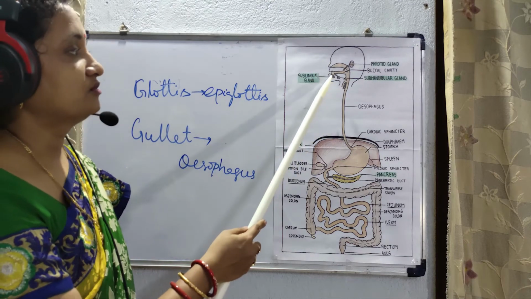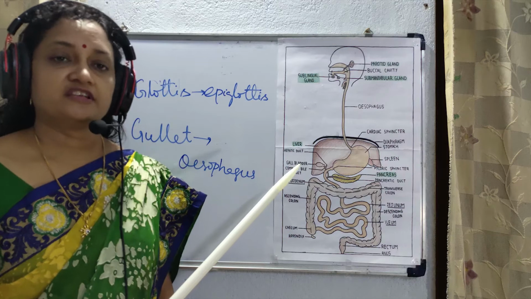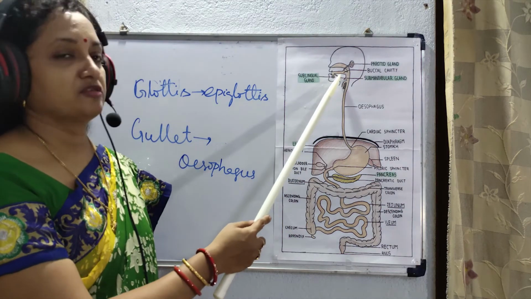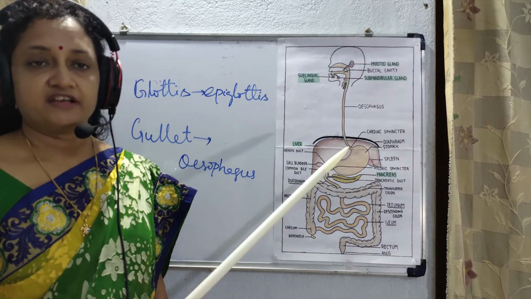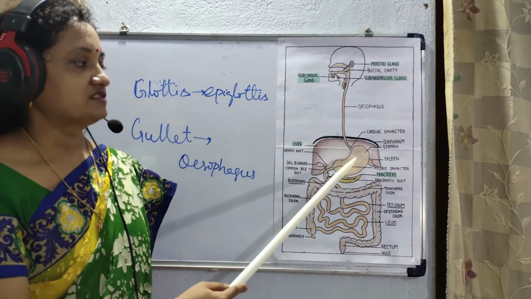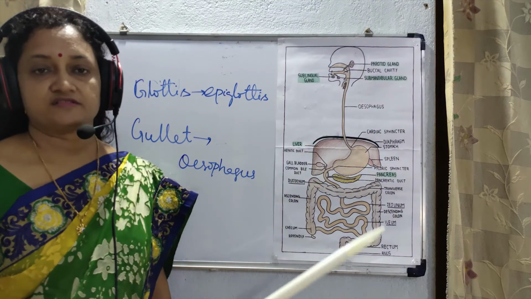So, we came to know that the mouth cavity is the place that is suitable for the digestion of carbohydrate. So, carbohydrate digestion is started in the mouth cavity, but neither protein nor fat digestion is started in the mouth cavity. So, now the food enters into the stomach passing through the esophagus.